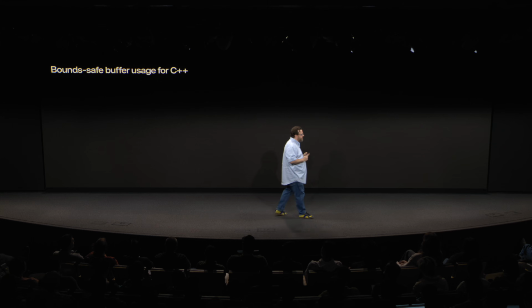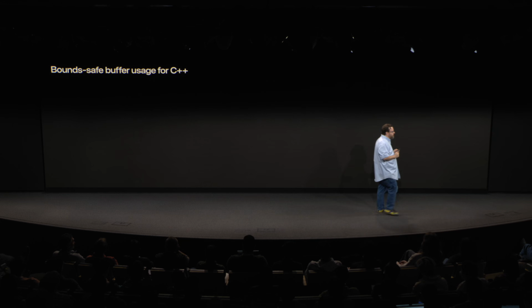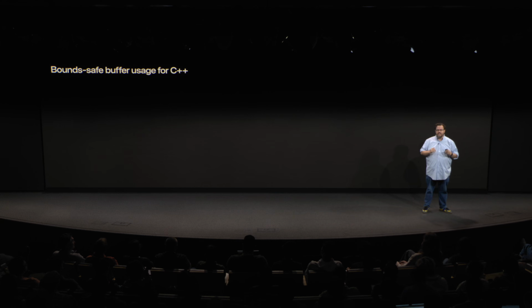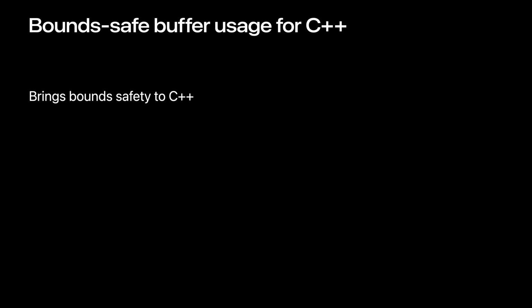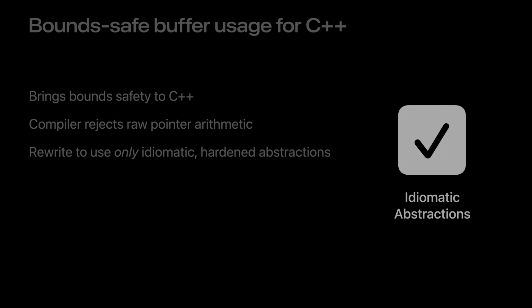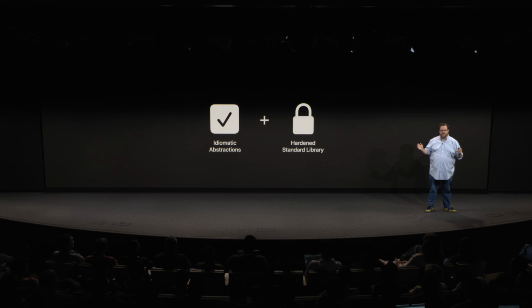For even more protection, Xcode's bound safe buffer usage in C++ option provides a stronger guarantee. In this mode, the compiler rejects unsafe raw pointer arithmetic. Instead, it requires the use of idiomatic library abstractions like standard span, string, and vector. In this way, the combination of compile time checks to prevent raw pointer arithmetic and runtime protections in the hardened C++ standard library bring bound safety to the language.